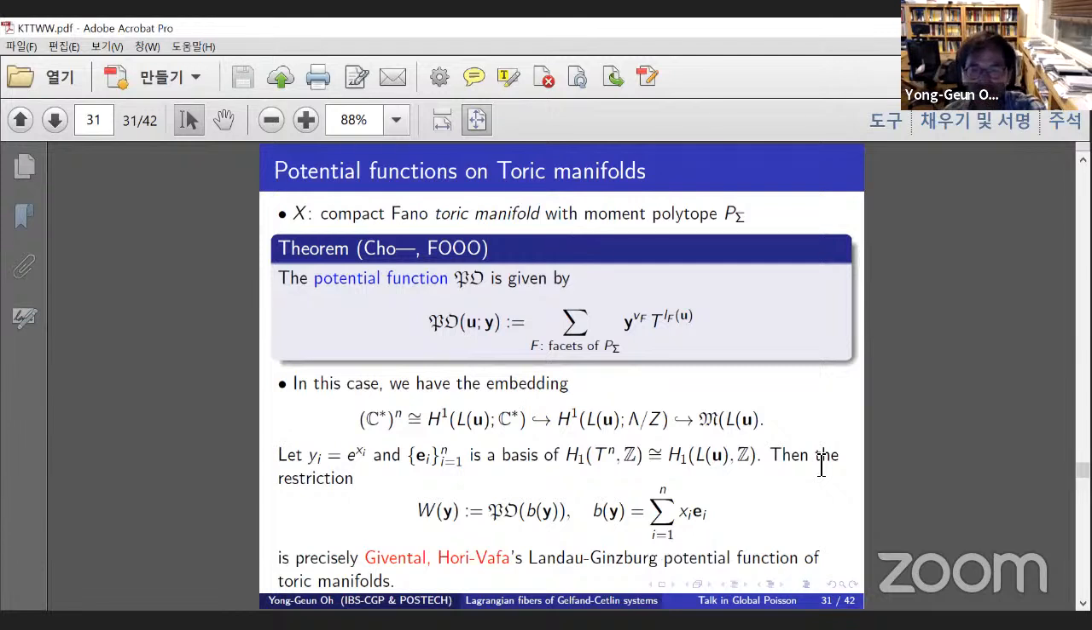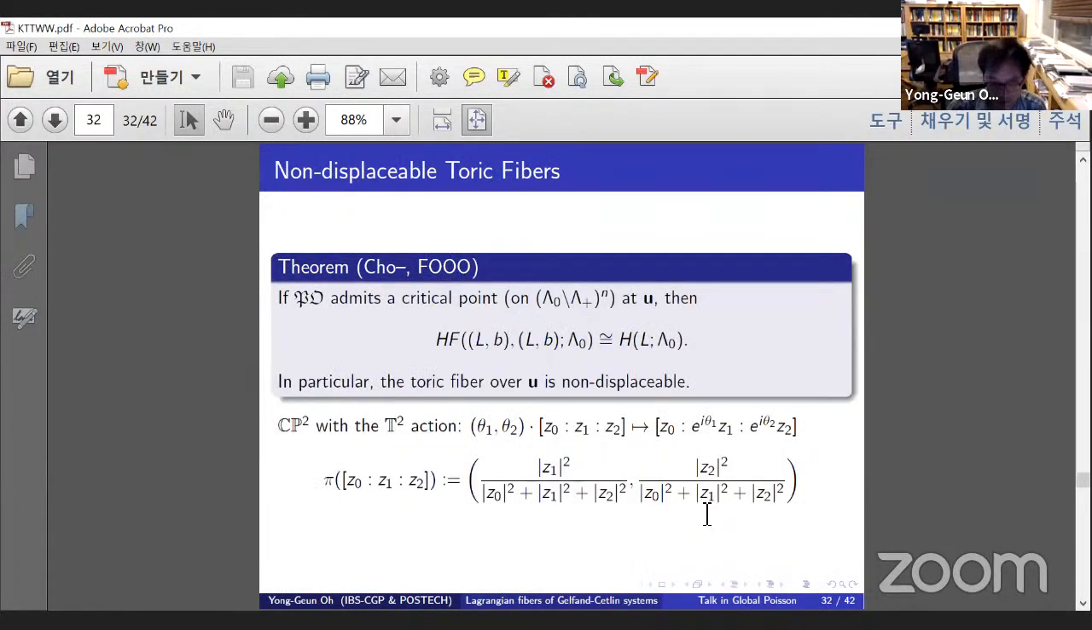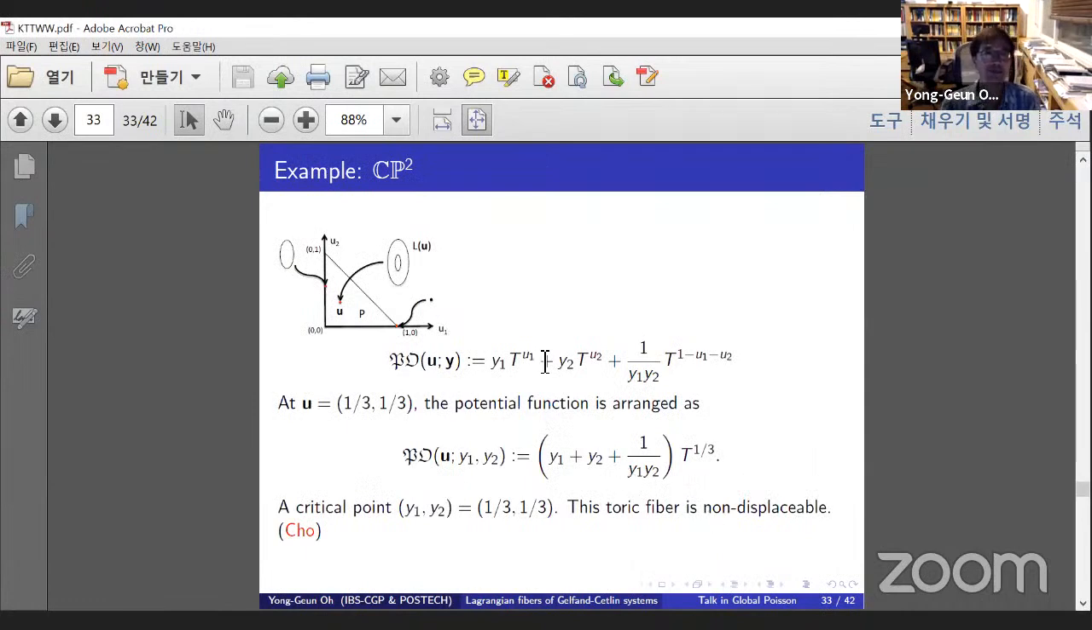Here, v_F is the normal vector of that facet, and l_F is the usual defining function of the momentum polytope. It turns out this defining function of the momentum polytope is exactly the symplectic area of the associated holomorphic disk. So let me, I think I have, oh yeah, here is an example.